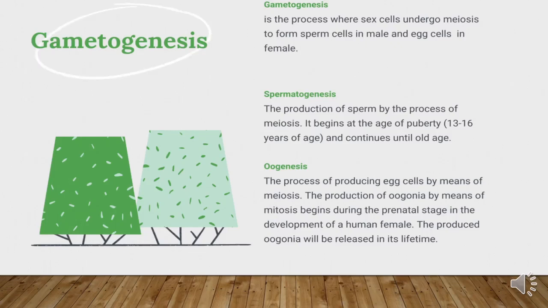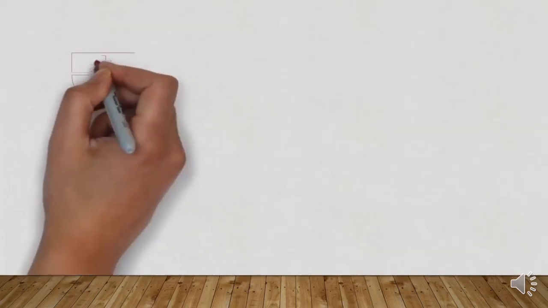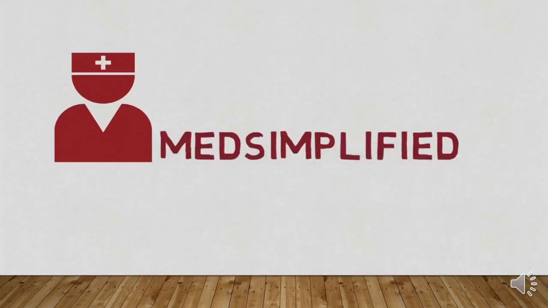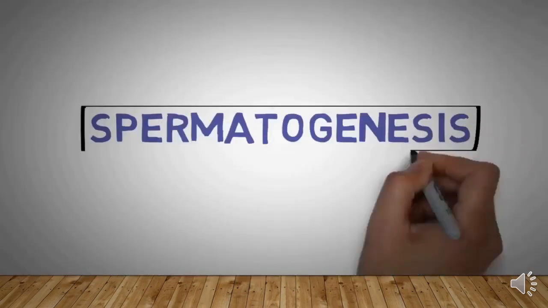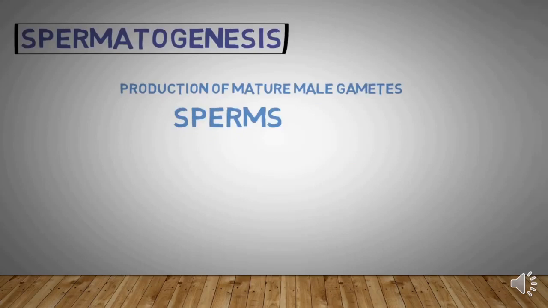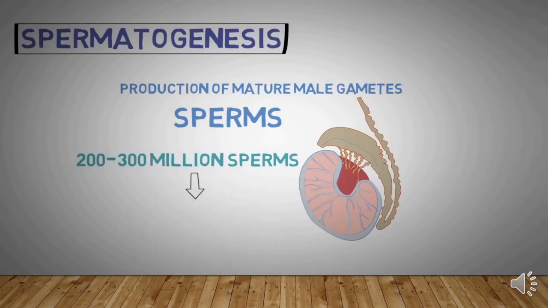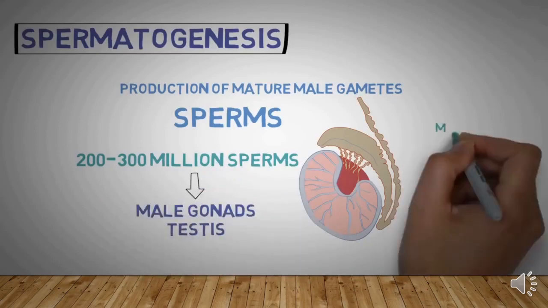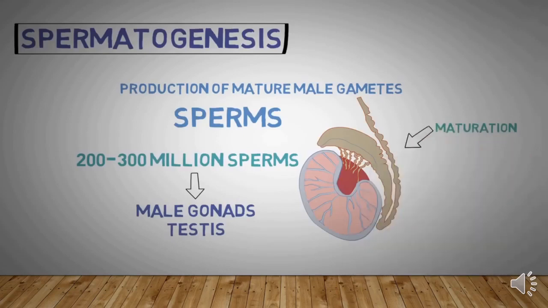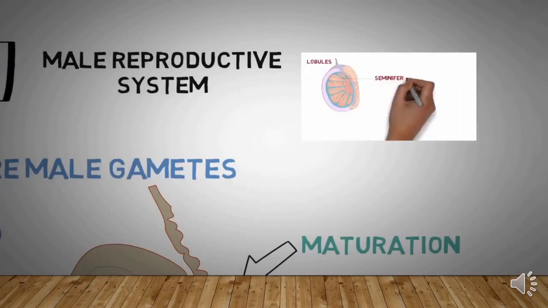Let us watch this video so that you can well understand what spermatogenesis and oogenesis are. In this video, we will study the process of spermatogenesis. Spermatogenesis is the production of mature male gametes, which are known as sperms. About 200 to 300 million sperms are produced daily in the male gonads known as the testes. These immature sperms also undergo a process of maturation in the epididymis to form the mature sperms. For a better understanding of this topic, make sure to watch our video on the male reproductive system.